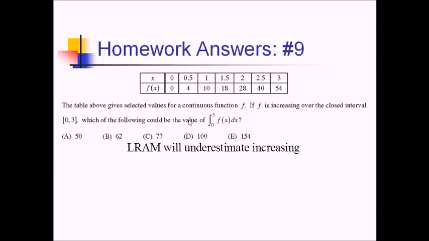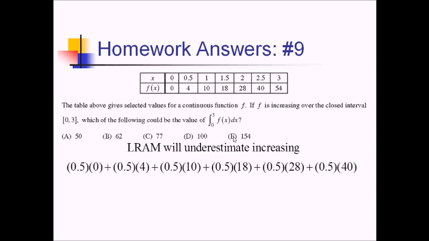So we're going to be taking interval lengths of 0.5, it looks like, for all of these. And then we're just using the leftmost rectangle endpoints here. So we've got 0.5 times 0, 0.5 times 4, and so on and so forth for 10, 18, 28, and 40. All right, going through all of these, this is going to be 0 plus half of 4, so that's 2. This will be 7, and then, let's see, plus 9 is going to give me 16, plus 14 is going to give me 30, and then plus 20 gives me 50.